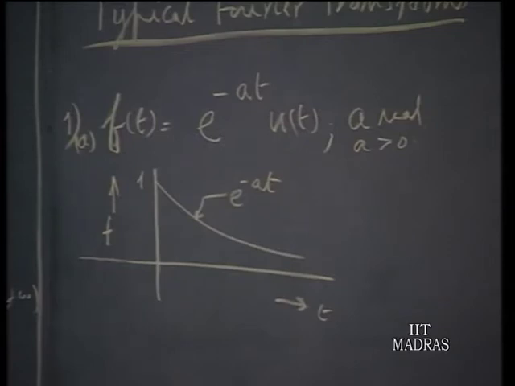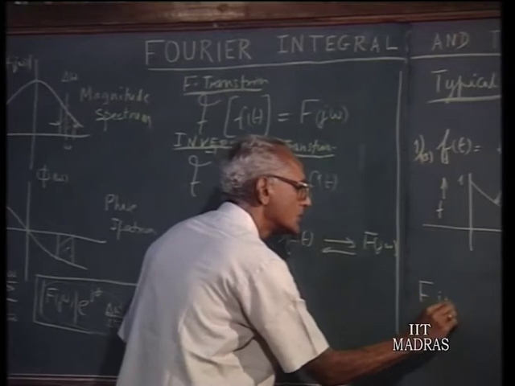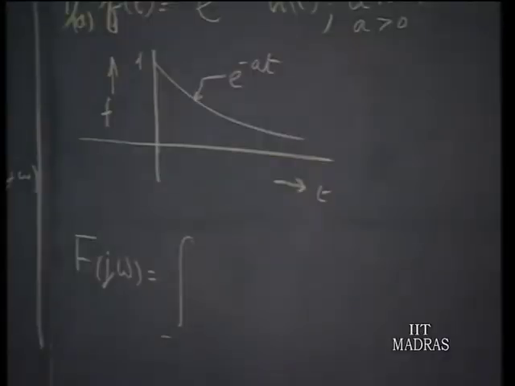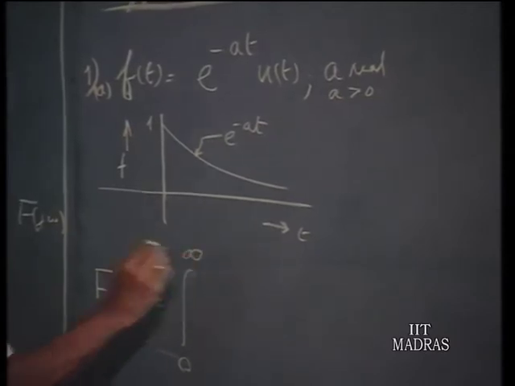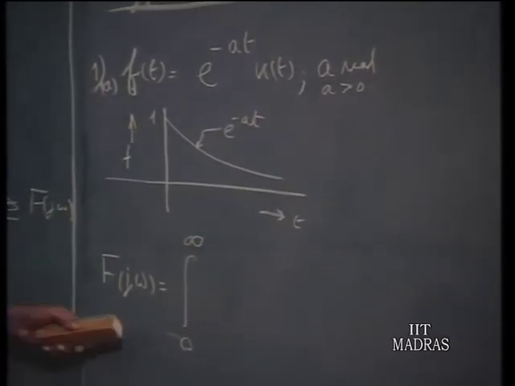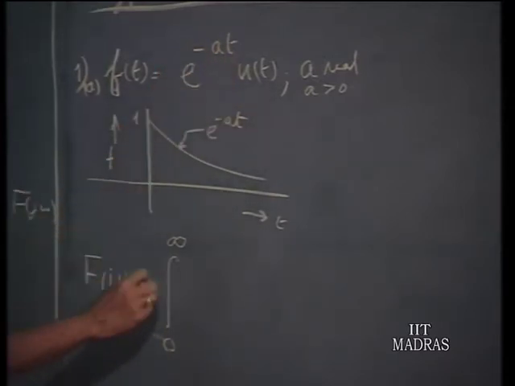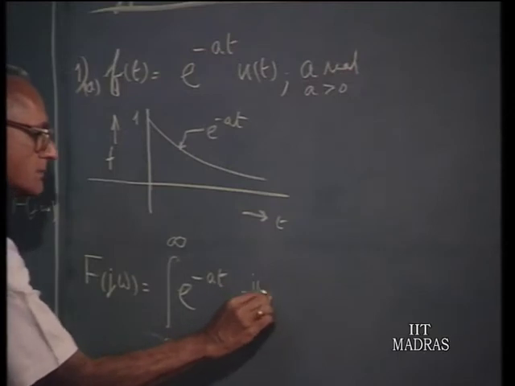Now, the Fourier transform for this, using the formula that we had here, will be F(jω). You integrate from minus infinity to plus infinity of e^(-at) u(t) e^(-jωt) dt. But since we know that f(t) is 0 identically from minus infinity to 0, I can start the integration from 0 and go up to infinity. From 0 to infinity, the value of this function is e^(-at), and I have e^(-jωt) dt.